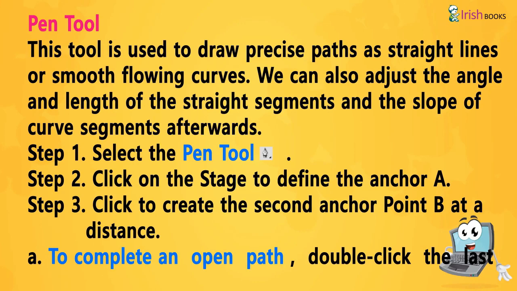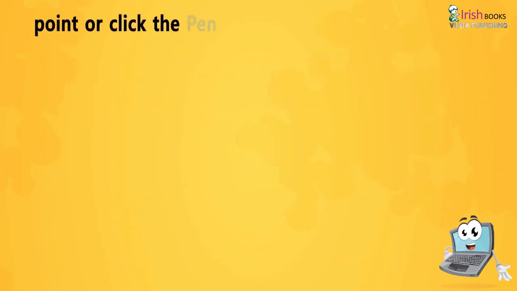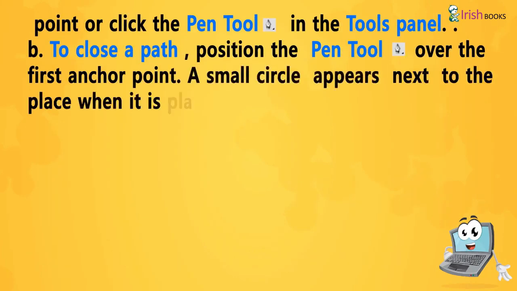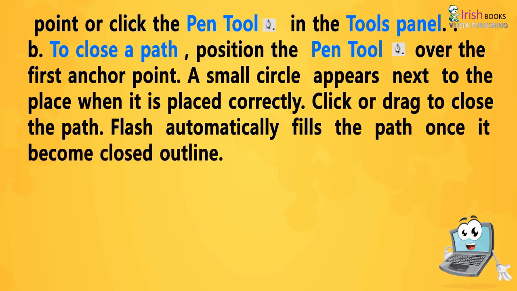To complete an open path, double-click the last point or click the pen tool in the Tools panel. To close a path, position the pen tool over the first anchor point. A small circle appears next to the pen when it is placed correctly. Click or drag to close the path. Flash automatically fills the path once it becomes a closed outline.